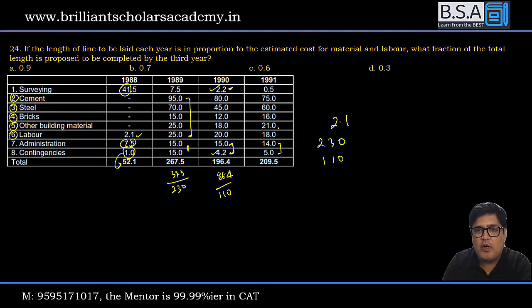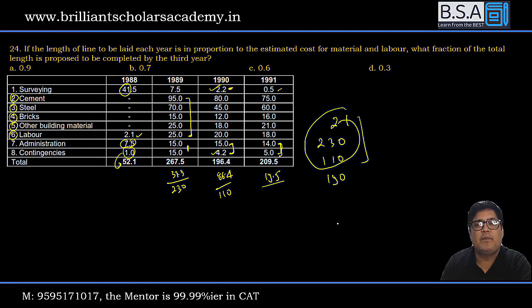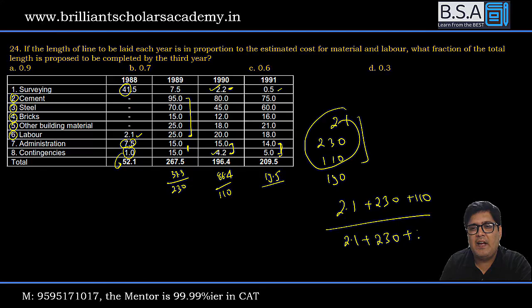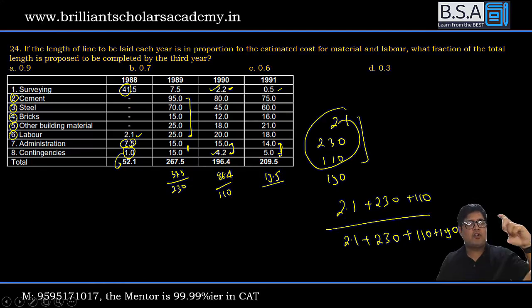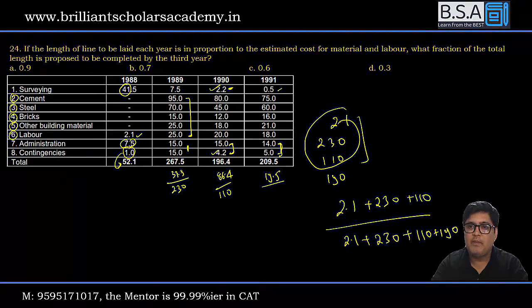Here also, you do not want these numbers. 0.5 and this is 19. 19.5 do not want. So value turns into 190. This is the total cost. What you want is how much of it has been completed. You want the first 3 numbers upon total. First 3 numbers 2.1 plus 230 plus 110 divided by all of them total. It clearly says the length to be laid is proportional to the cost of these 5-6 factors. So use a calculator, perfectly fine. 2.1 plus 230 plus 110.